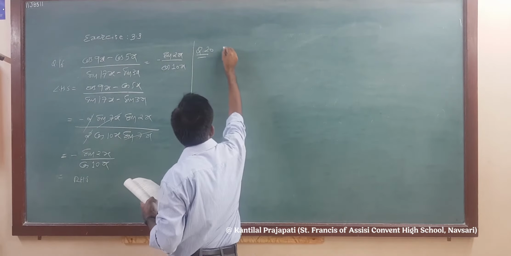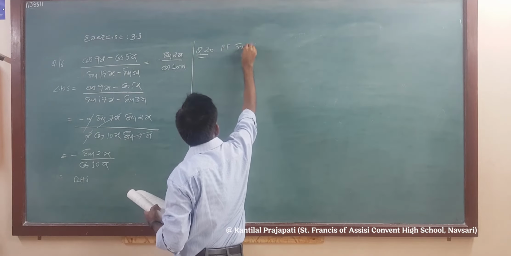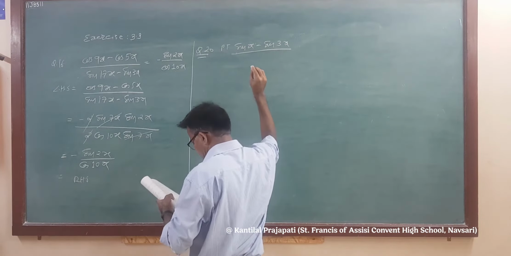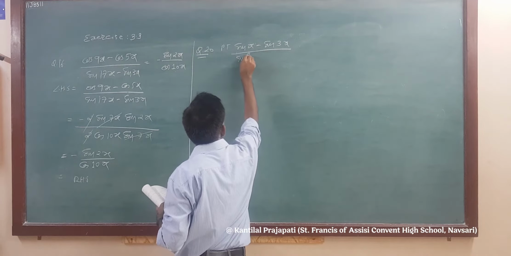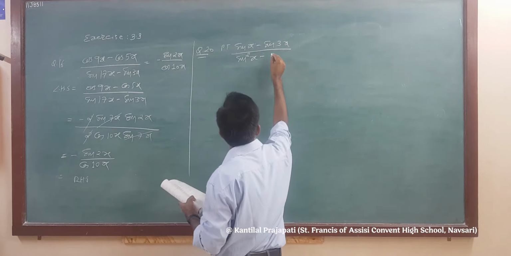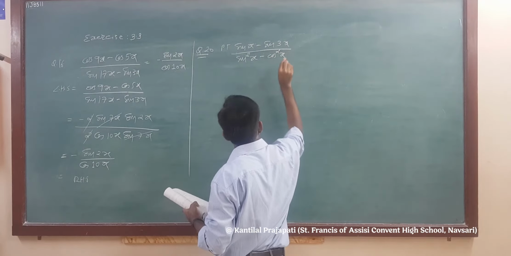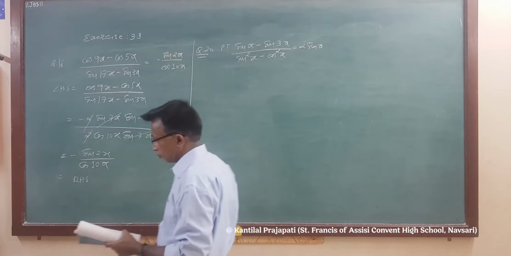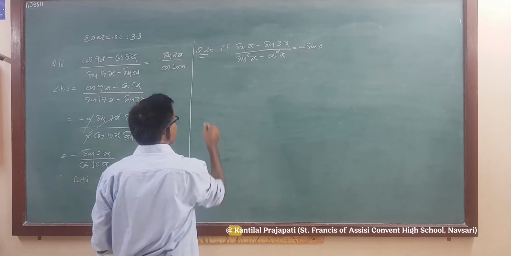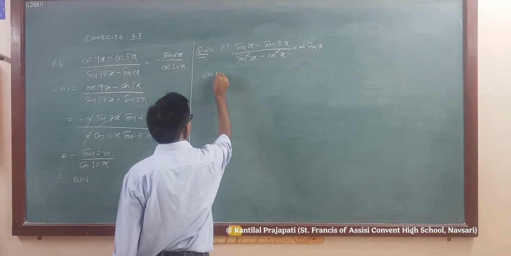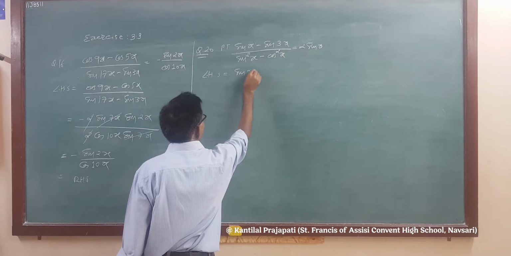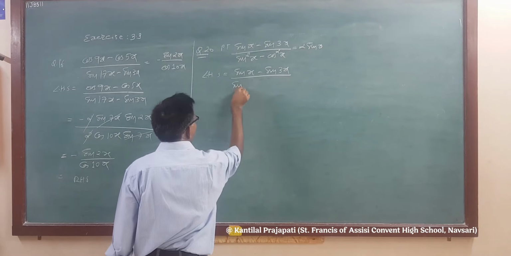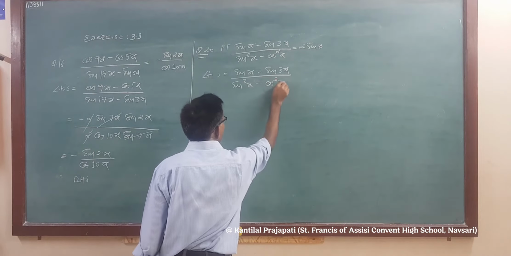Prove that (sin x minus sin 3x) divided by (sin square x minus cos square x) is equal to 2 sin x. Right, very simple. LHS is equal to (sin x minus sin 3x) divided by (sin square x minus cos square x).